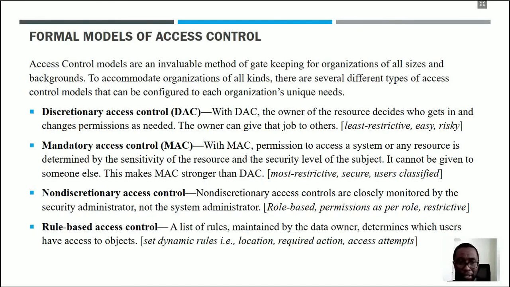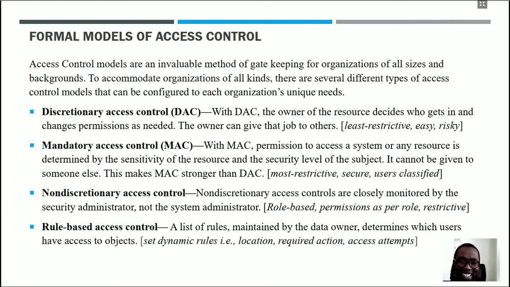Finally, and most importantly for this lecture, in any organization, we must have models of access control. You need to know your organization, and you need to really understand what model you're supposed to have for your organization. So access control models are an invaluable method of gatekeeping for organizations of all sizes and backgrounds. To accommodate organizations of all kinds, there are several different types of access control models that can be configured to each organization's unique needs. The first one is discretionary access control, or DAC.